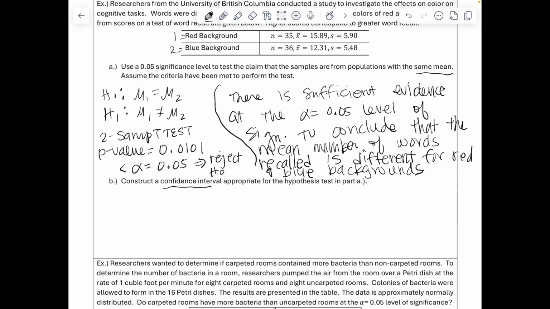Part B says to construct a confidence interval for the same test that we were doing in part A. So again, we're going to draw our normal curve. Look at what H1 is, and you'll notice that H1 again is a two-tailed test. So I'm going to go ahead and split off both of these tails. And again, whenever you have a two-tailed test, it's not alpha just going in one of the tails, it's alpha divided by 2 going in each of these tails. And so our alpha in this problem is 0.05. Dividing by 2, I get 0.025 in each of these tails.